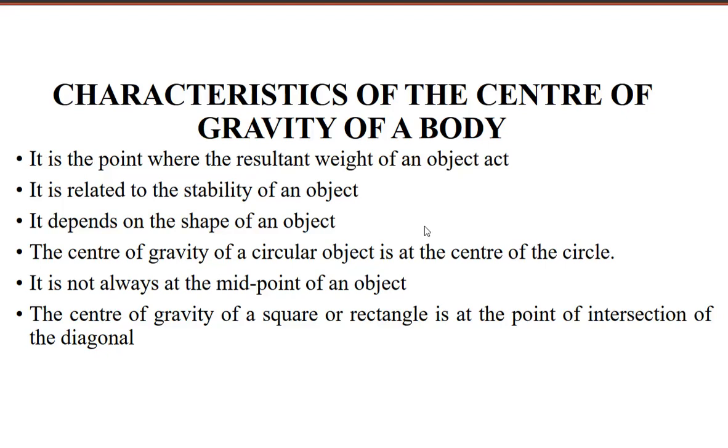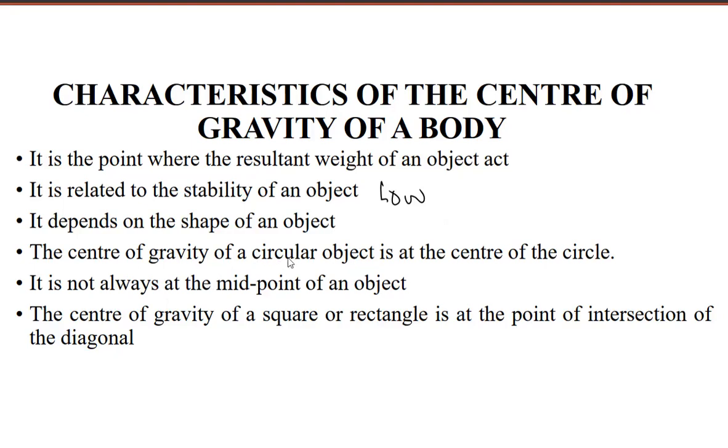Number 2, it is related to the stability of an object. That is, bodies with a low center of gravity are always very stable. Number 3, it depends on the shape of the body. So the center of gravity of a body that is circular is not the same as that of a body that is rectangular.